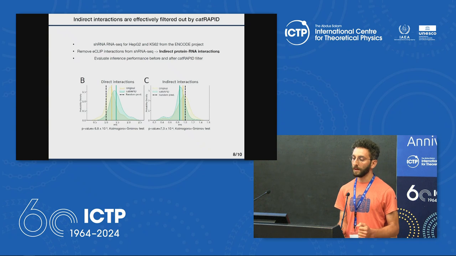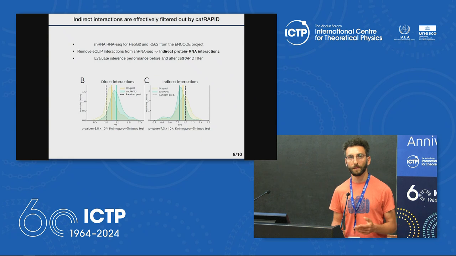We removed direct eCLIP interactions from the short hairpin RNA data in order to obtain indirect protein-RNA interactions, and then we evaluated the performances of the algorithms before and after the CatRapid-based filter. In the figure on the left, I show the probability density of the early precision ratio in the case of direct interactions, and you can observe that the green distribution, which is the one obtained after the filter, shifts the early precision ratio toward higher values. So the filtering improves the performance.